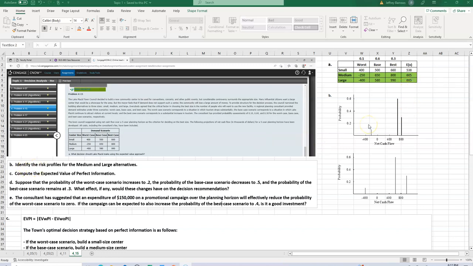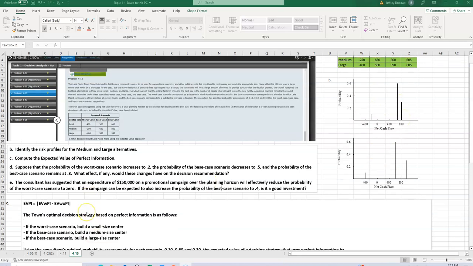Part B asks for the risk profiles, and effectively all you're doing is taking the best options, the medium and the large options, and showing them visually. So if you notice that the net cash flow here is 0, minus 250 corresponds to a probability of 0.1, 650, which is about here, corresponds to a probability of 0.6, and then $800,000 corresponds to a probability of 0.3. So this is for the medium. This is the large. You can take a look at that.